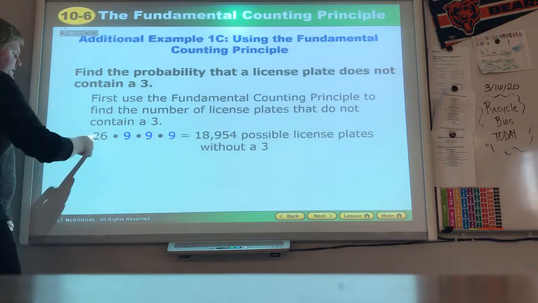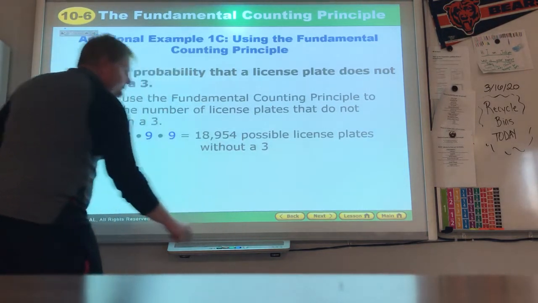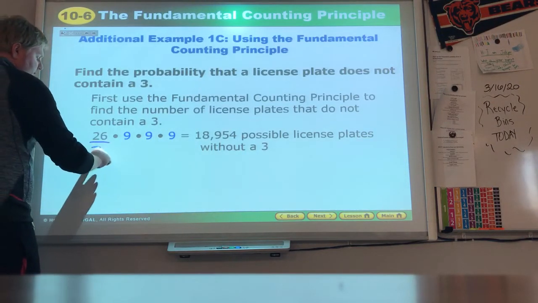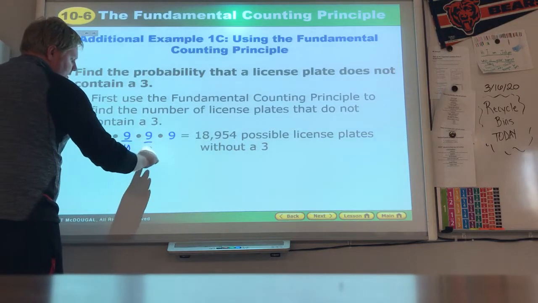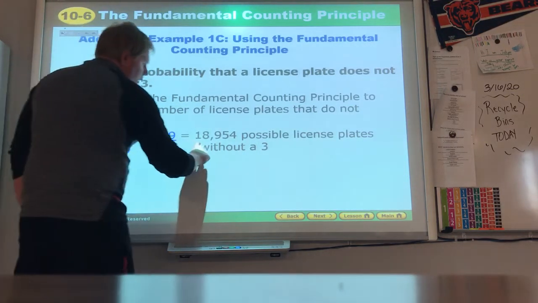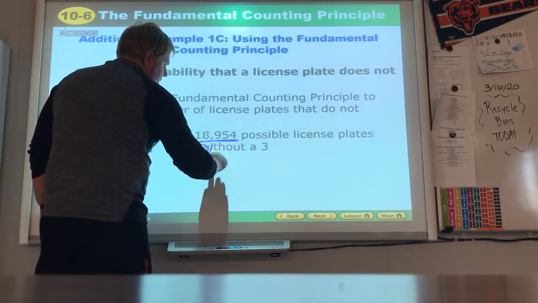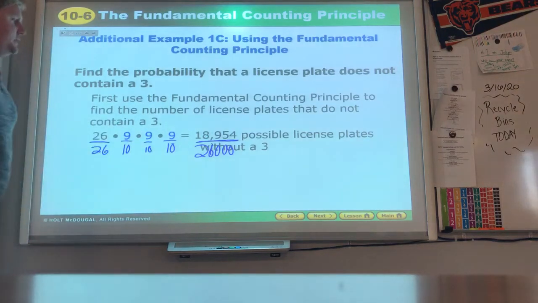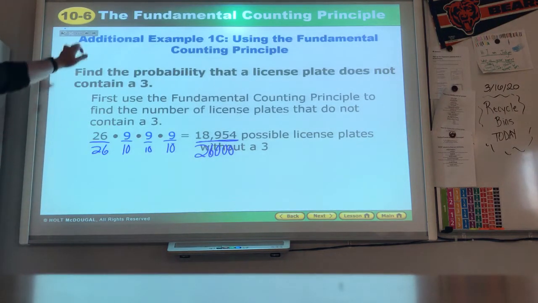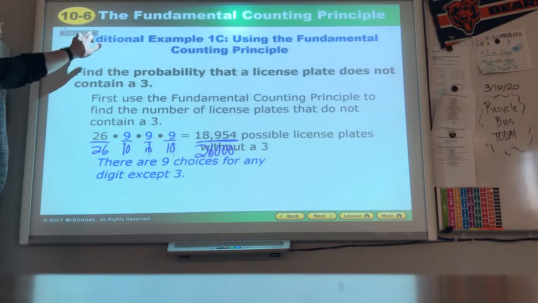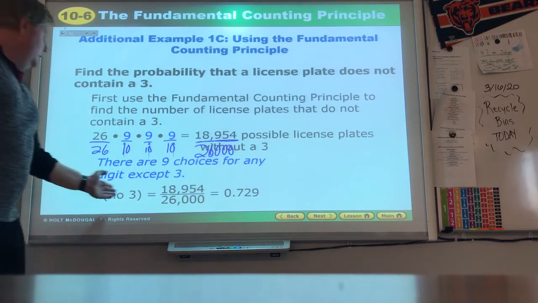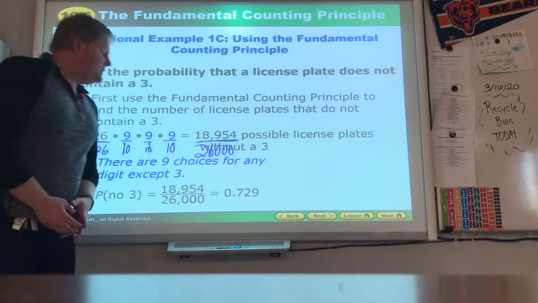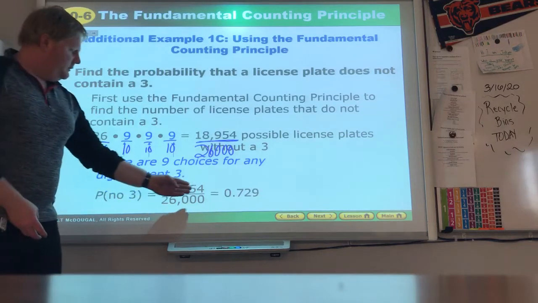All right, so let's use that counting principle. 26 out of the 26, we're fine. 9 out of 10, 9 out of 10, 9 out of 10. So that number over 26,000, because there's your 9 times 9 times 9 times 26, 18,954. And the probability of not getting a 3 is around 72.9%, or 0.72, or we leave it as this fraction.